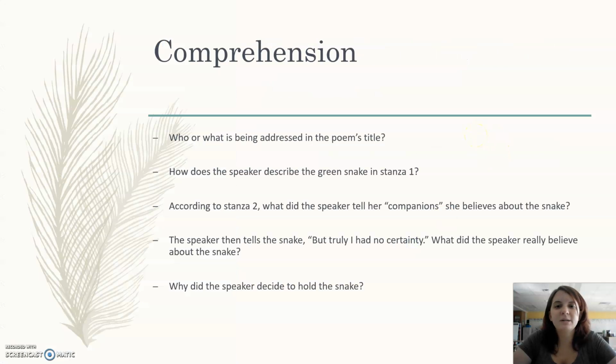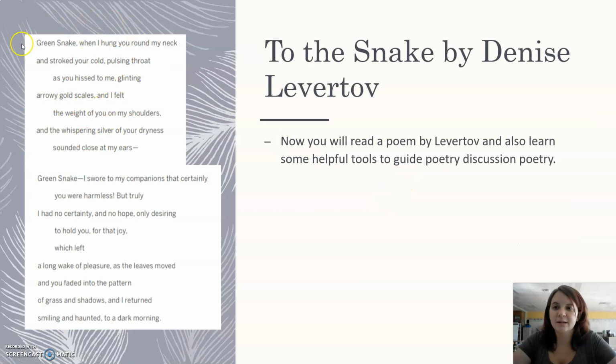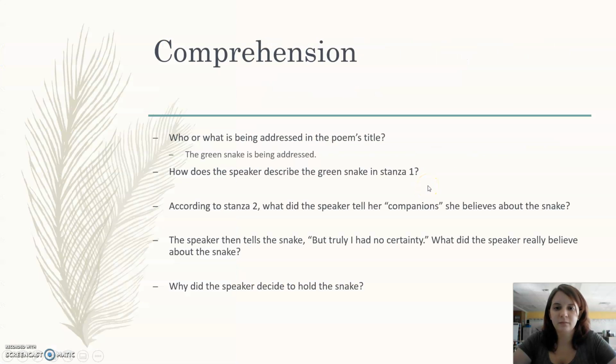Okay. So, who or what is being addressed in the poem's title? The green snake is being addressed. How does the speaker describe the green snake in stanza 1? For this one, we needed to refer back to that first stanza. Remember, that's that first grouping of lines that's described as green, hissing, glinting, and dry.